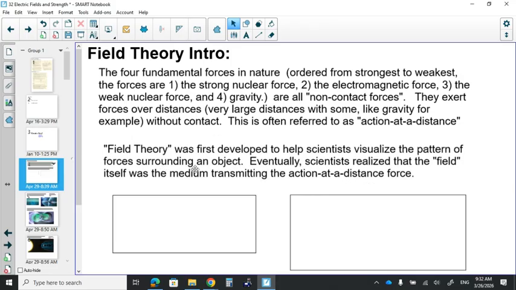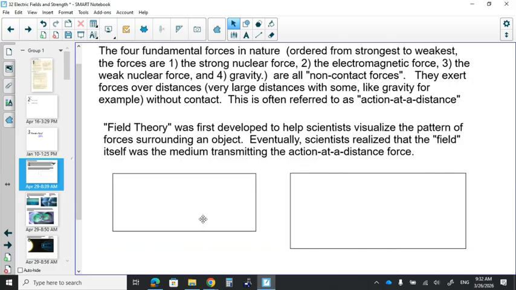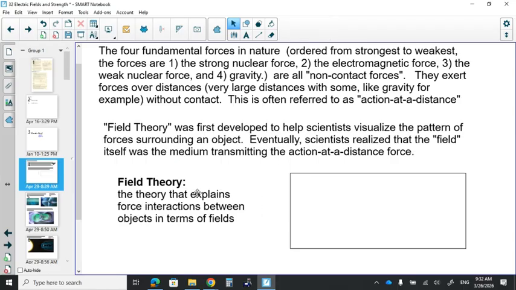So how does that happen, right? So field theory was first developed to help scientists visualize and understand how this works, right? Eventually scientists sort of thought there was a medium, right? But then they realized that the field itself is basically what we could think of as the medium that the force is acting through. And so, yeah, field theory explains force interactions between objects in terms of fields.